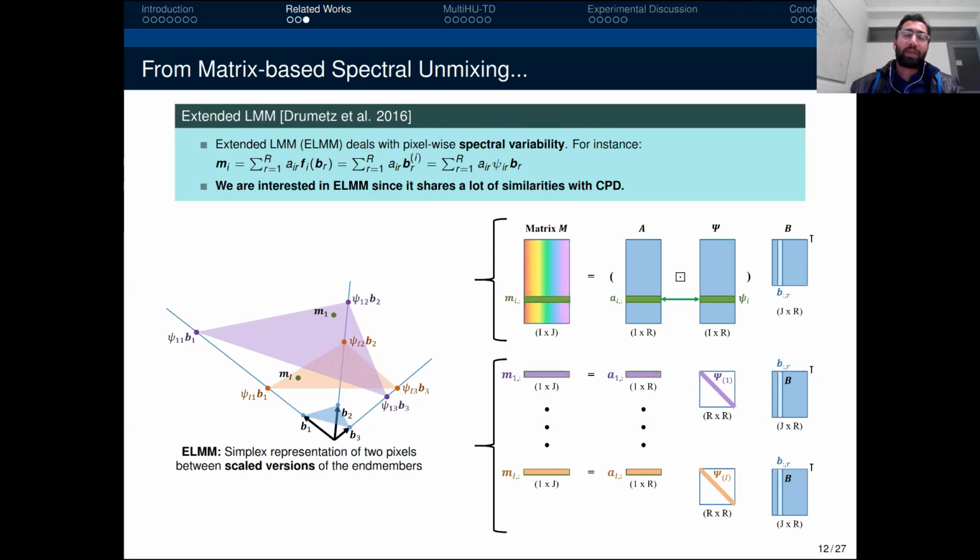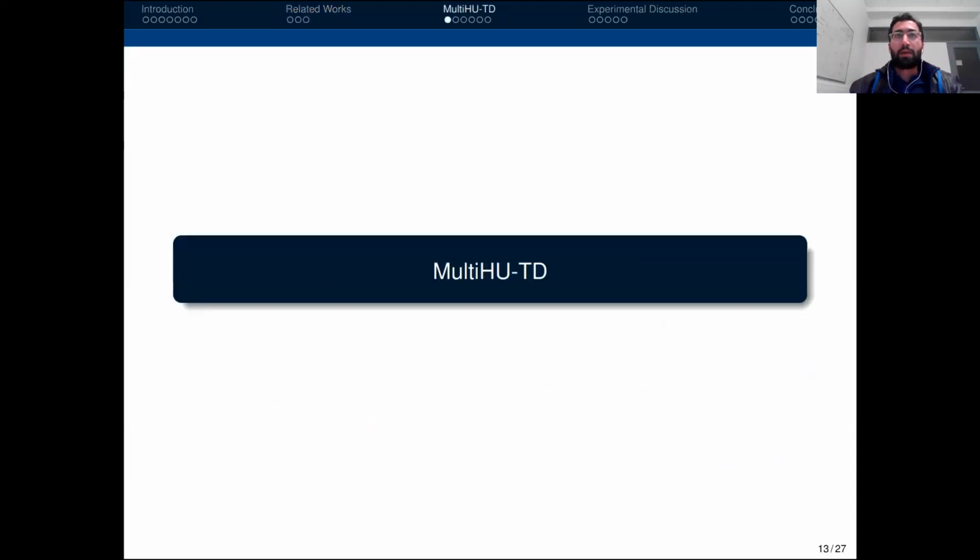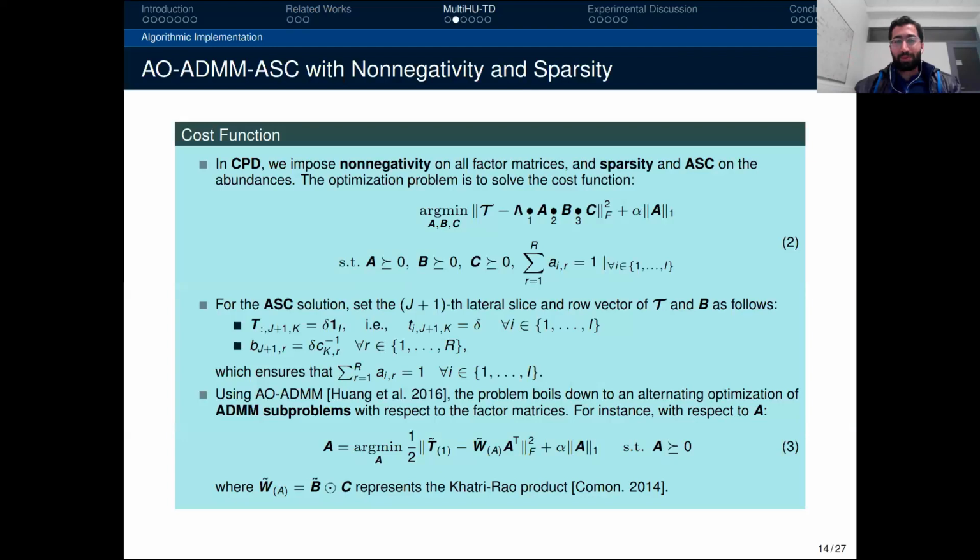So to better control this, CPD has a better representation. I will explain. Thank you, and no problem, thank you for the question. In this case, what we impose all together is the abundance sum-to-one constraint, the non-negativity on the factor matrices in order to promote physical interpretation, and the sparsity on A to limit the space of solutions for the problem.